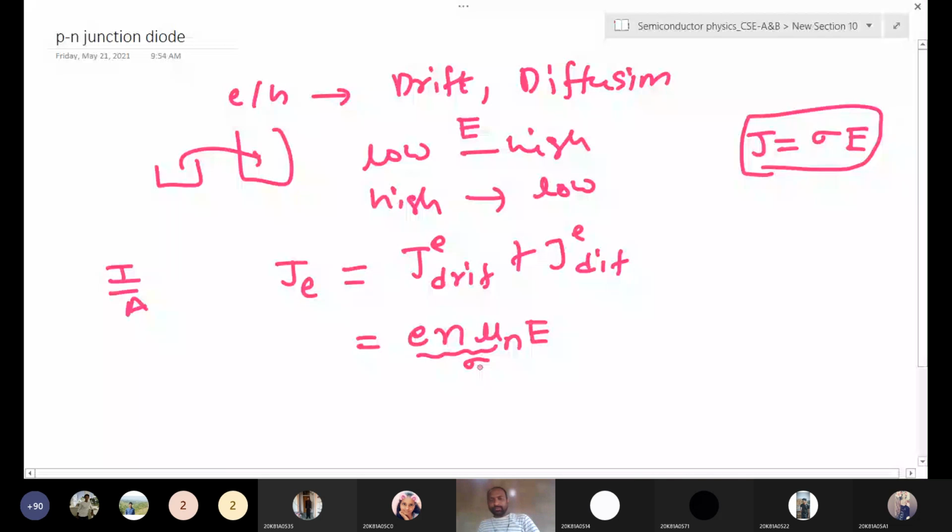For the diffusion term, here also e is the electron charge. D is the diffusion coefficient, which explains how efficiently charge carriers are diffusing from one region to other regions. This is the charge gradient dn by dx. dn by dx means the rate of change of concentration per distance.